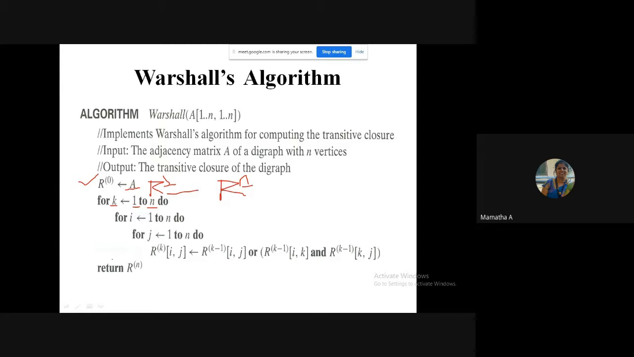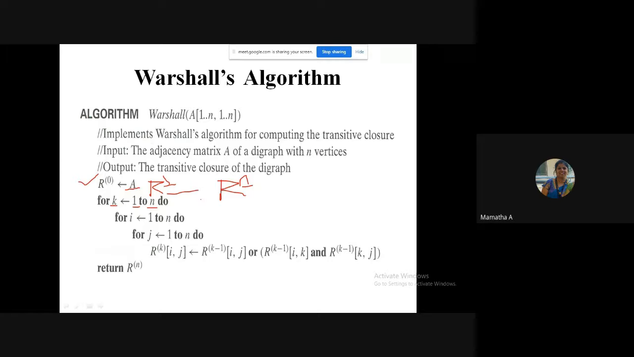Are you understanding? Then I should generate R1 using R0, similarly R2 using R1, wherein I have to check each and every entry of R0. While solving the problem, I simplified it and just took only the entries with ones. But the computer cannot do that. The program has to check all the entries, meaning all the rows and all the columns.